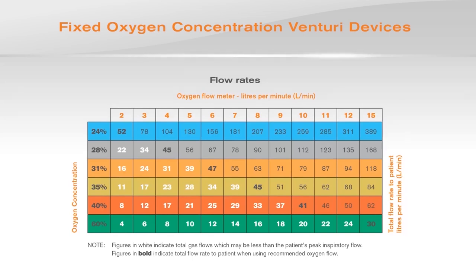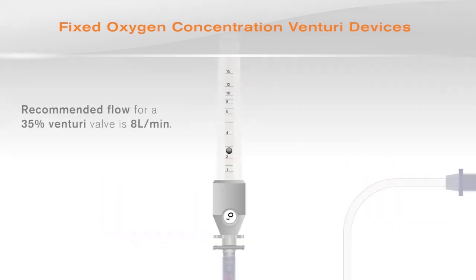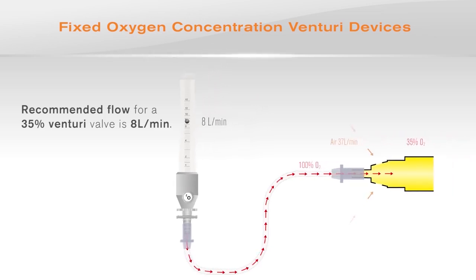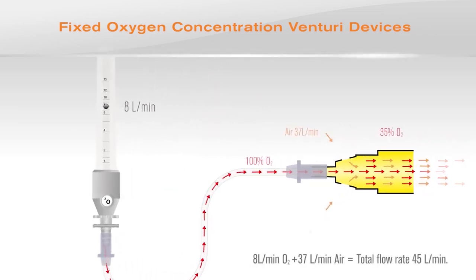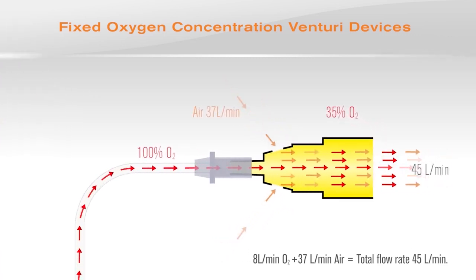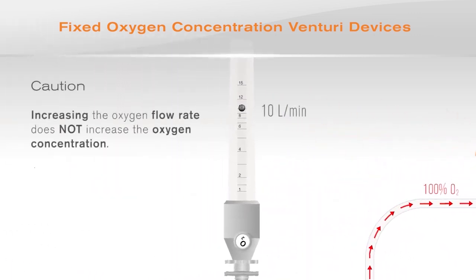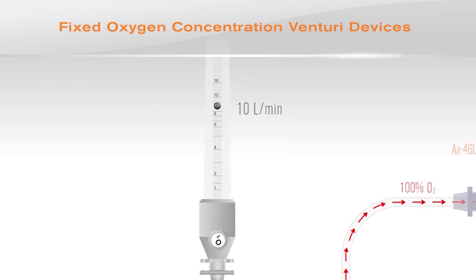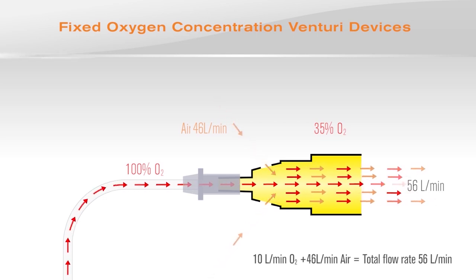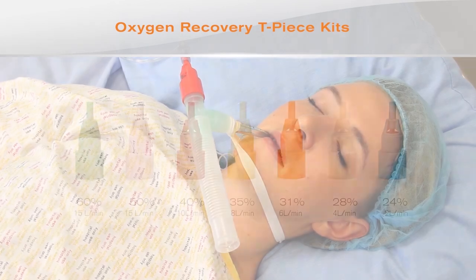For example, the recommended flow rate for a 35% Venturi valve is 8 litres per minute. This delivers to the patient a flow rate of 45 litres per minute and an oxygen concentration of 35%. Increasing the flow rate to 10 litres per minute increases the total flow to the patient, but the oxygen concentration delivered remains at 35%. Fixed Venturi valves can also be incorporated into oxygen recovery T-piece kits.